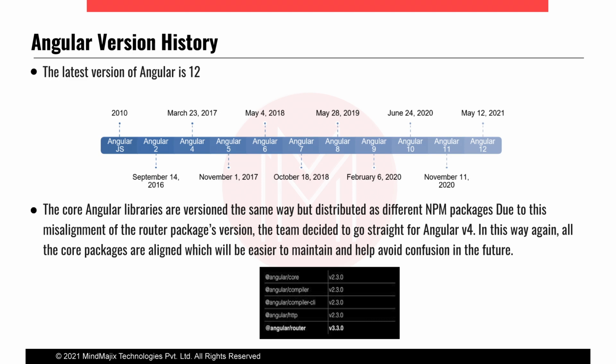To avoid misleading that, they decided to go straight to Angular v4. Okay, in case there were no changes in the router, maybe they would have continued, but due to some conflicts, the misalignment of the versions, they skipped Angular 3, and they moved forward to Angular 4.